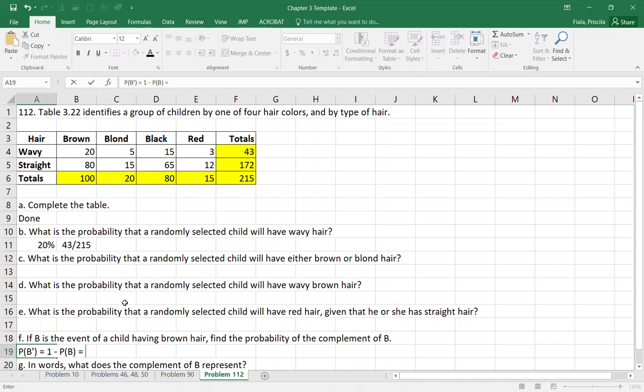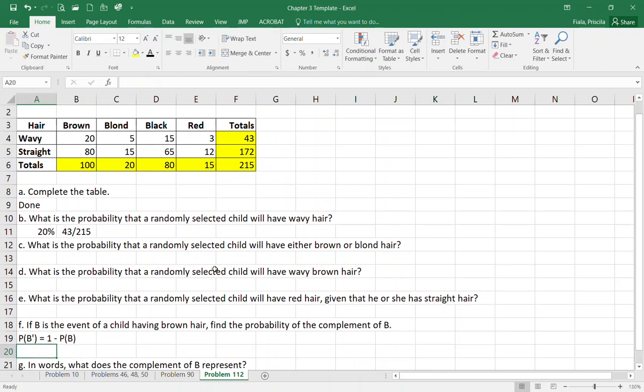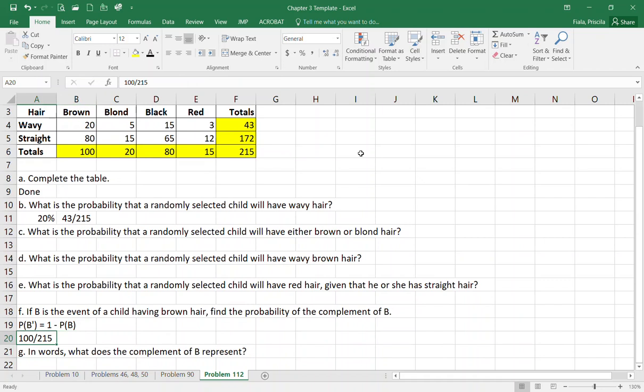Okay, so let's put it this way. Let's first define the probability of B. Put this down here. So the event is a child has brown hair, okay, out of all of them. So you know that a child has brown hair out of all of them, or could I say equals 100 divided by 250. So this is it.